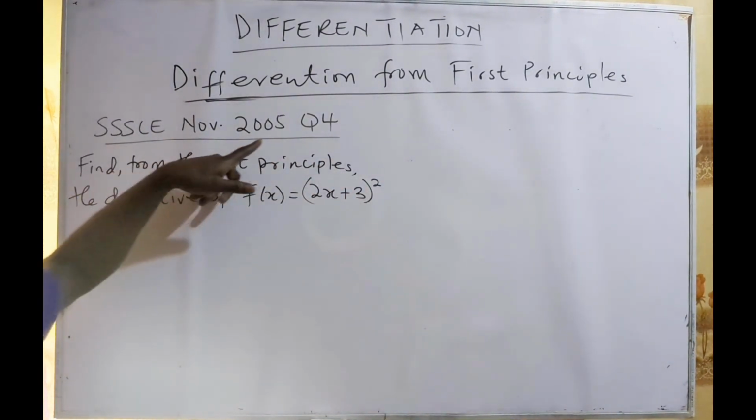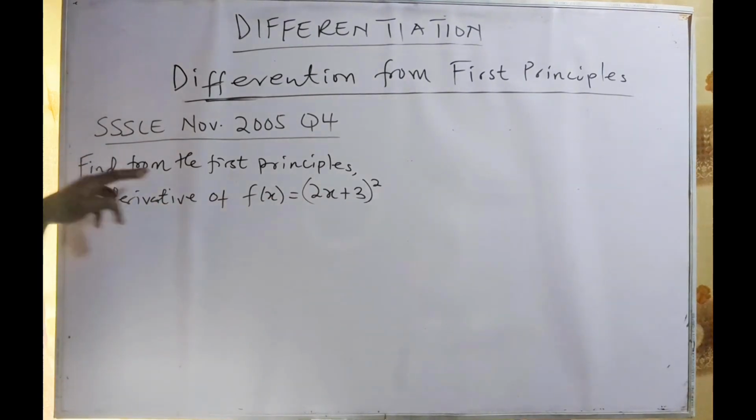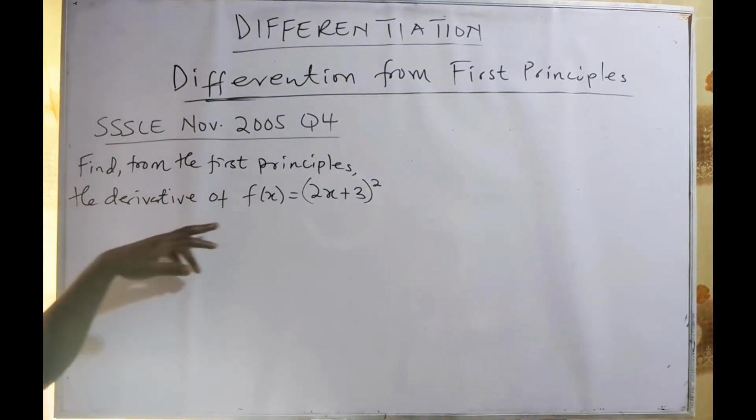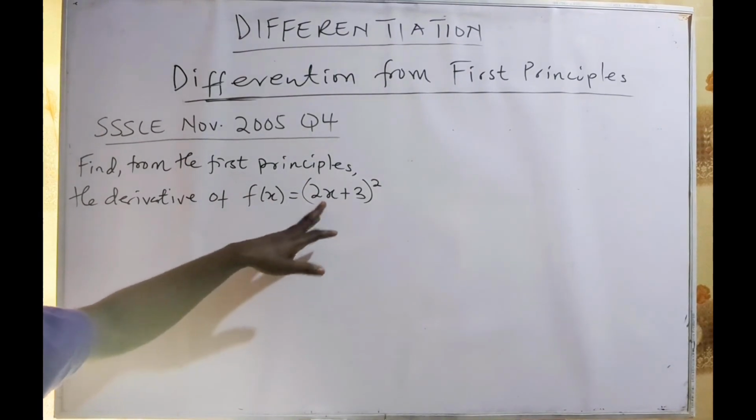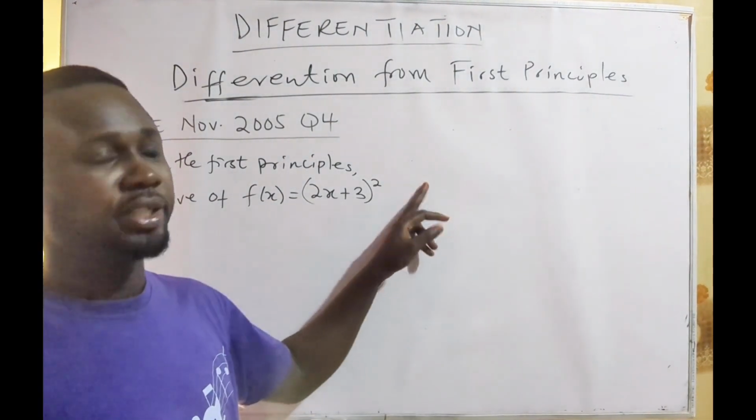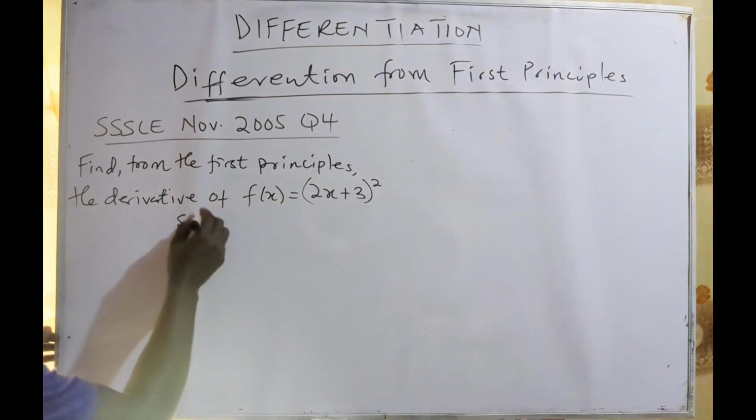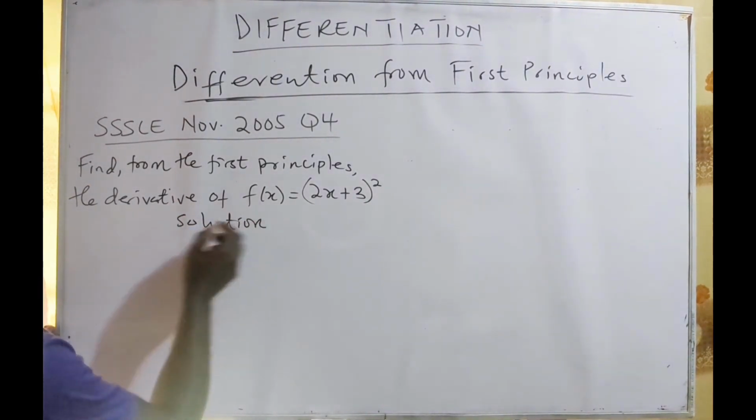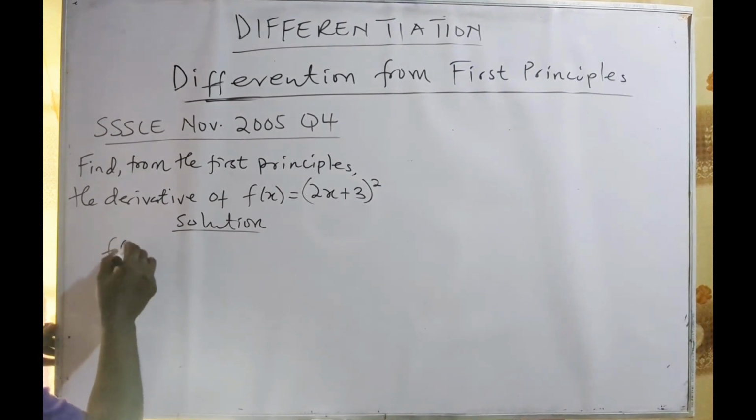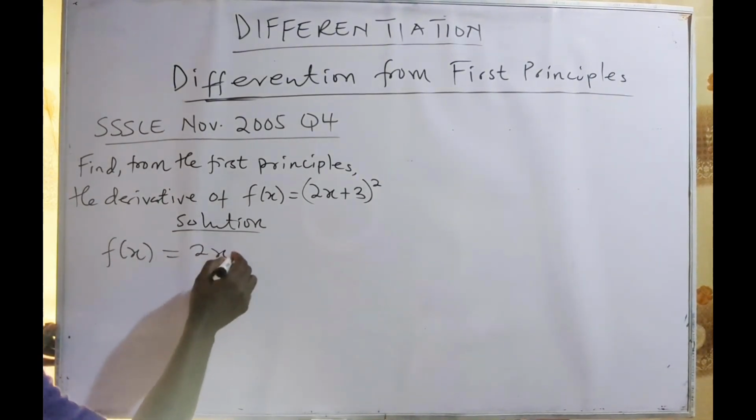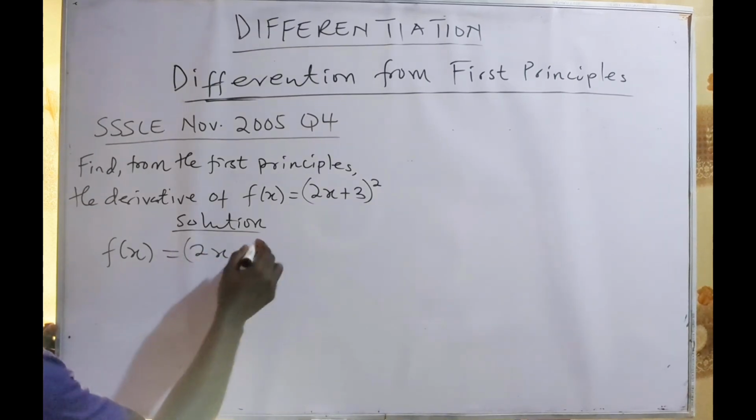SSSCE November 2005 question 4. Find from the first principles the derivative of f of x, which is equal to 2x plus 3 all squared. Okay, so let's go ahead and solve our question. We have f of x equal to 2x plus 3 all squared.